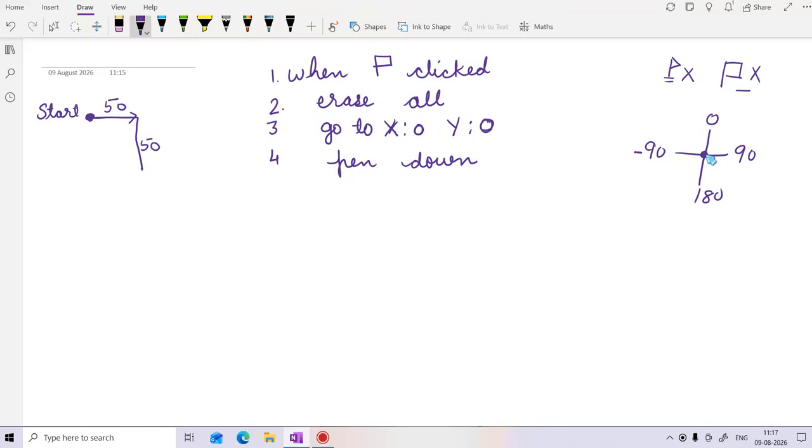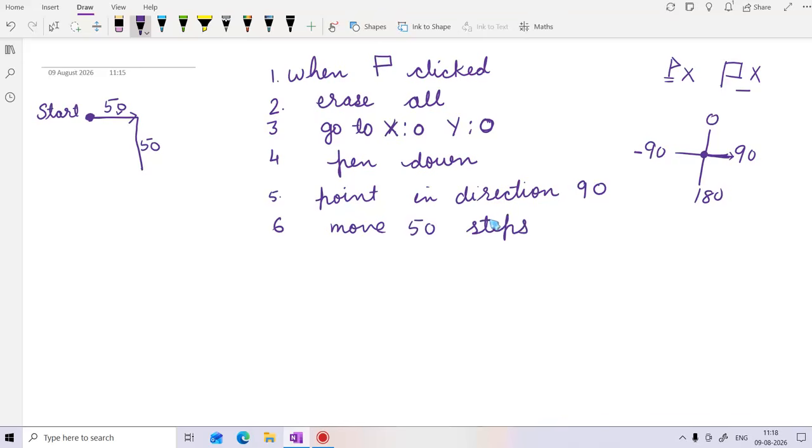So you can see here, if I have to go to the right side from the center, I will go like this. So from the center, I will take 90. First, I will mention, although by default the sprite position is always pointing direction 90, but still to be on the safer side, we'll write again. So point in direction 90. Then move 50 steps.